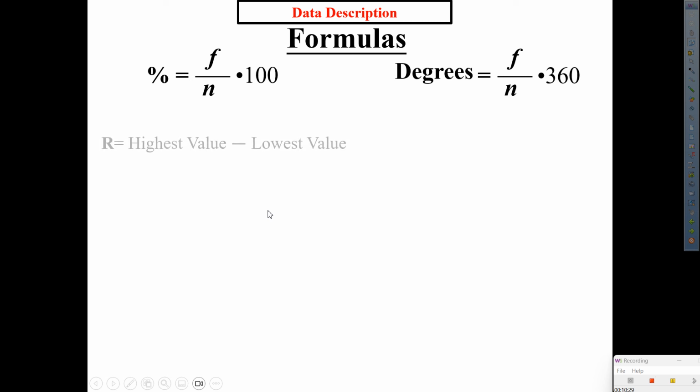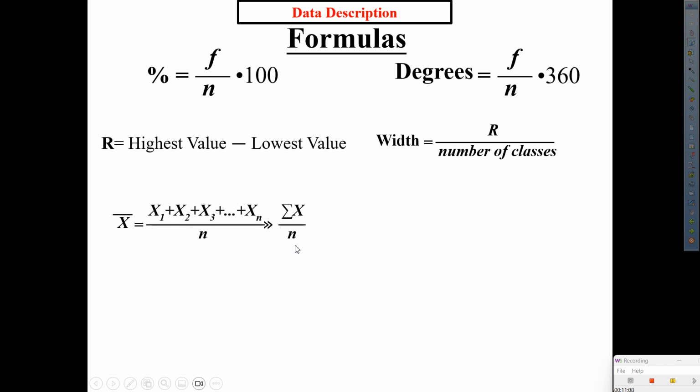Next one. R. Tell your neighbor what R stands for. Very good. Yes, range. Highest value minus lowest value. And of course, you know what's coming next after R, right? Width. R divided by the number of classes. And we got two more where the process is pretty much the same. But right now I'm going to see if you remember what each one stands for. So copy those.